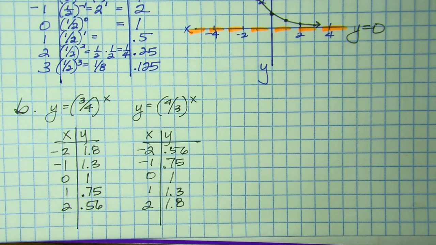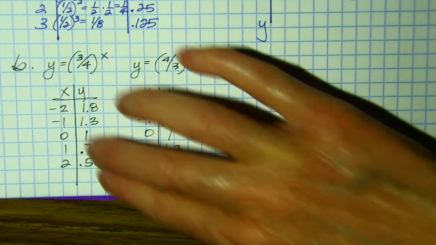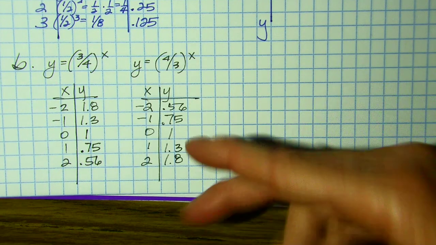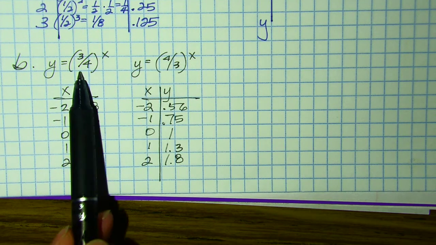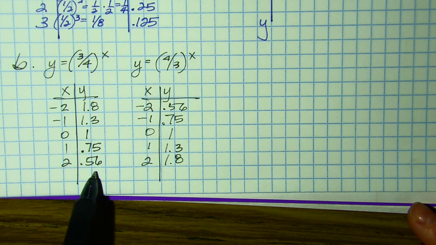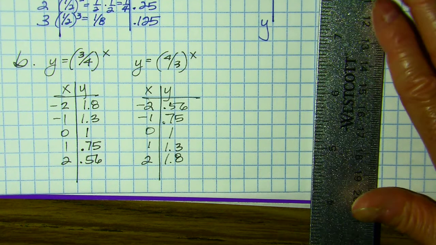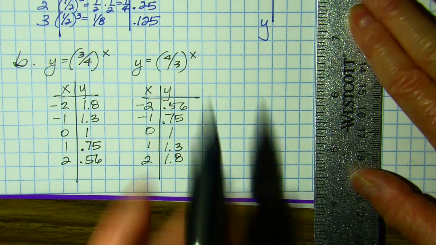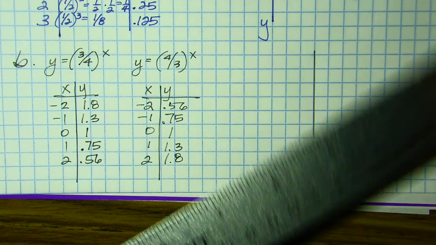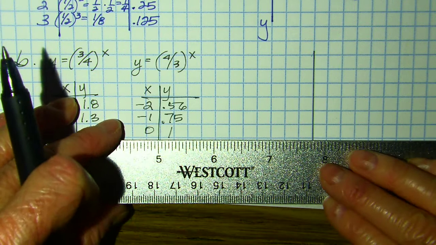So let's look at our tables. Do you guys notice my y values are the same, but flipped? It's because my fractions are reciprocals of each other, so the y values are reciprocals of each other. So I'm going to graph both, and then we'll talk about how that looks on our graph. And then we will also do domain and range.